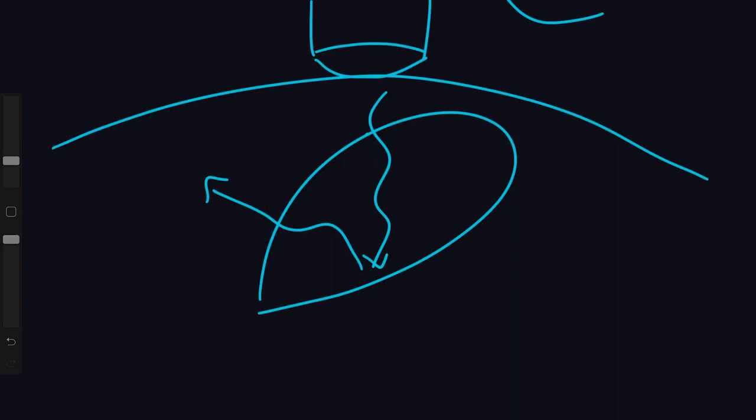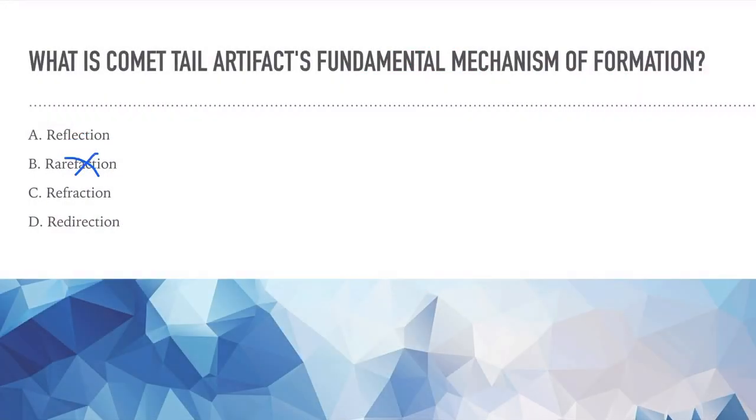So it doesn't even matter if we have that calcified wall here. Even if this comes in and shoots off, well, it's gone. It's not going to create any echoes like a comet tail because it's gone. So again, we know it's not that. We know it's not that. We know it's not that. So our answer has to be here.